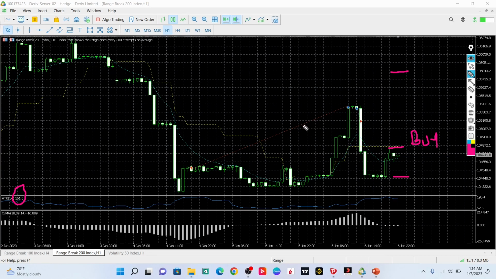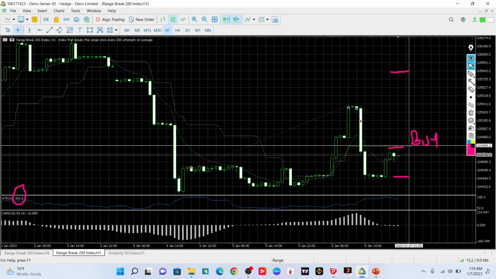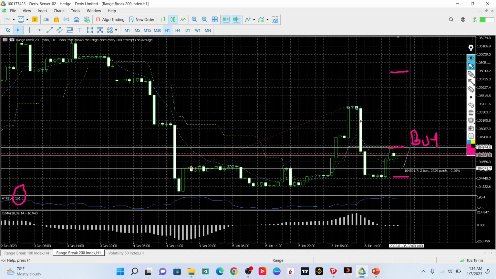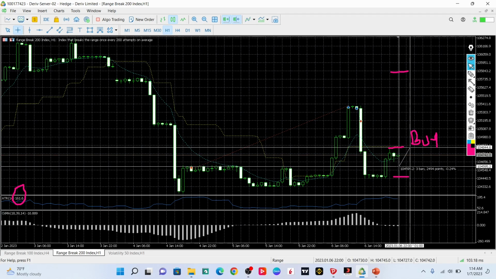When you pick your crosshair from here, it can determine those pips. That is 241. I don't know if you're seeing those readings where there is a point. It is reading 241.5. So that is 241, around there. That's where our stop loss is going to be, at 1046.02.